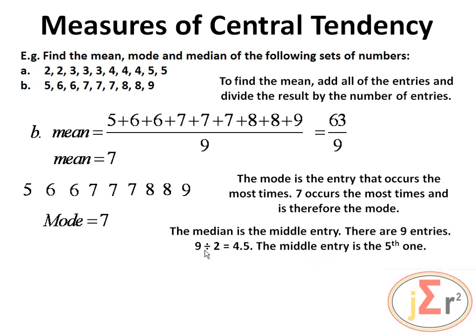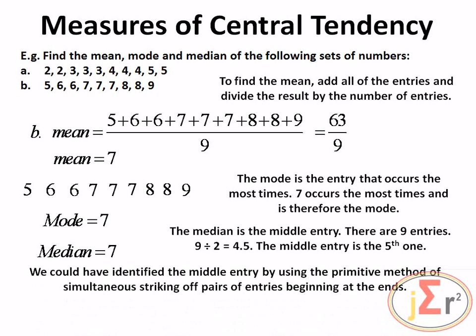So, the median is the middle entry. There are 9 entries. 9 divided by 2 is equal to 4.5. The middle entry is therefore the 5th entry. So 1, 2, 3, 4, 5. The 5th entry is a 7, that is the middle entry. Therefore, the median is equal to 7.